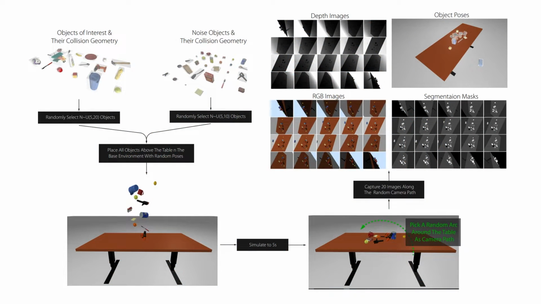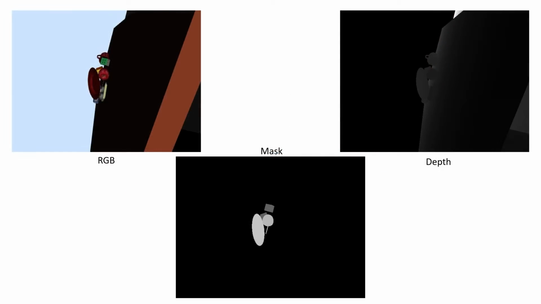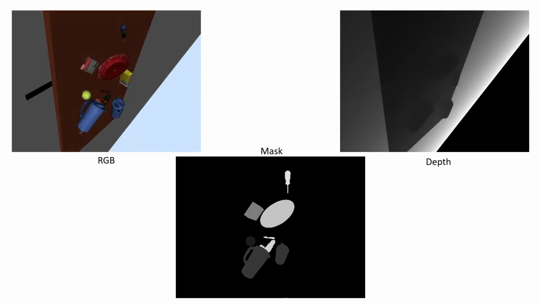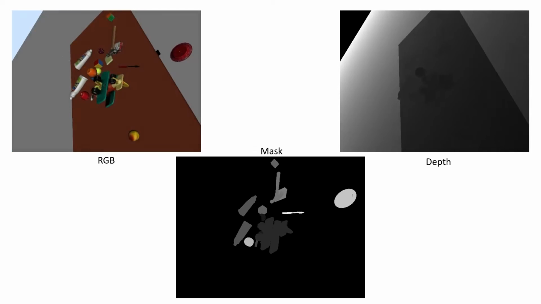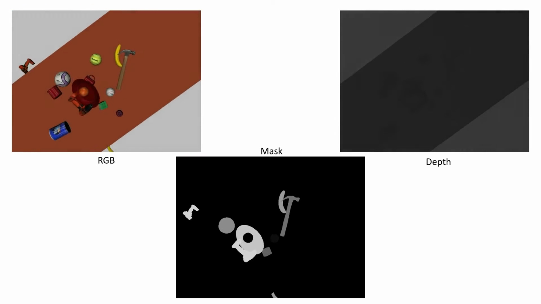For my dataset, I throw a few objects on a table in Drake, and then pick a random arc to move a camera along and capture 20 images along this arc. Here are a few examples of what my dataset looks like. You can see the camera is not consistently positioned, and the scenes are highly cluttered, and sometimes objects are thrown on the ground. This makes it very difficult for learning-based models to handle this.